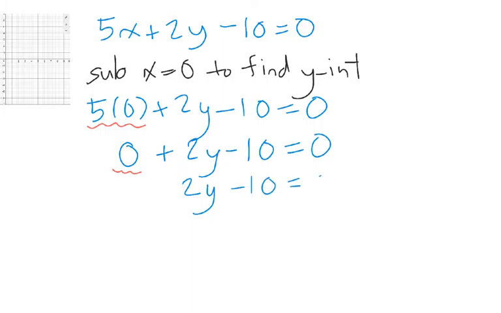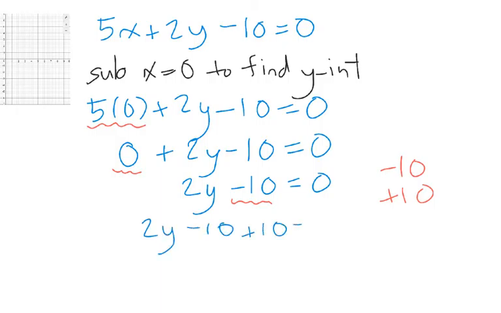We want to isolate y, but y is stuck with a coefficient of 2 and is stuck with a negative 10. Let's get rid of this negative 10. The opposite of negative 10 is plus 10. I'm going to add 10 to both sides of the equation. 2y minus 10 plus 10 equals 0 plus 10. Let's simplify some of these numbers. Negative 10 plus 10 becomes 0. The 2y stays the same. 0 plus 10 is 10.